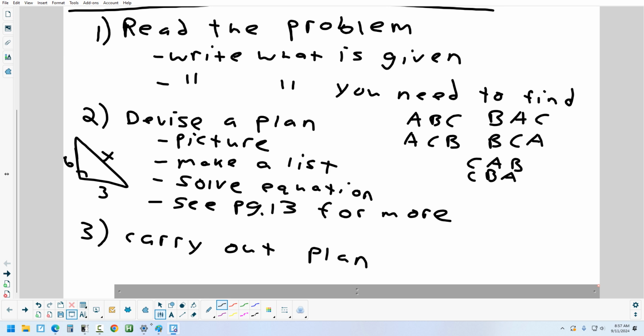And sometimes you start to solve a problem and you realize the method you picked wasn't a good method. Or maybe you had the right method, like you tried to set up an equation, but the equation you set up just doesn't work. So you might have to go back and try a different equation. All right, so any questions on that?